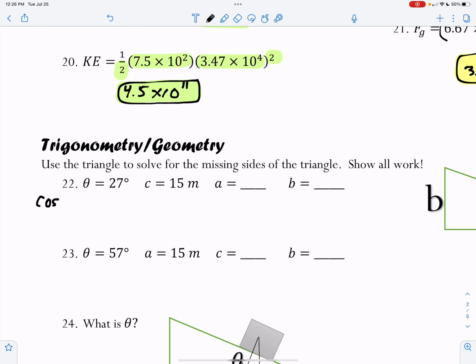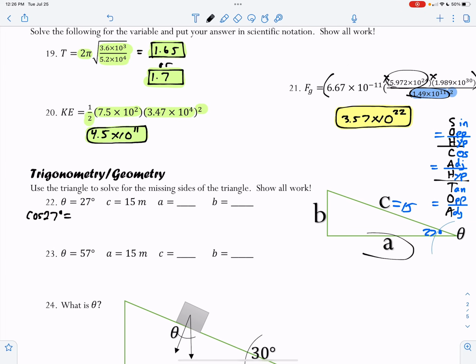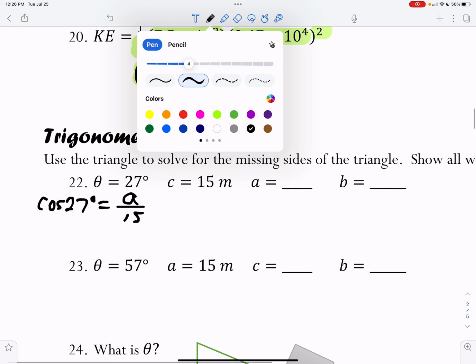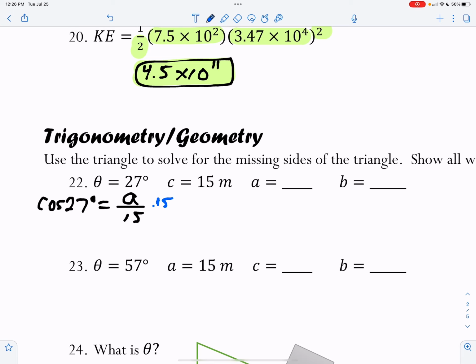The cosine of 27 degrees would be equal to the adjacent side, which is A down here, over 15. Now, to get A by itself, all you simply have to do is multiply both sides by 15, and we're done. So we get 15 cosine 27 degrees, which gets you a value of about 13.4. So side A is about 13.4 meters.